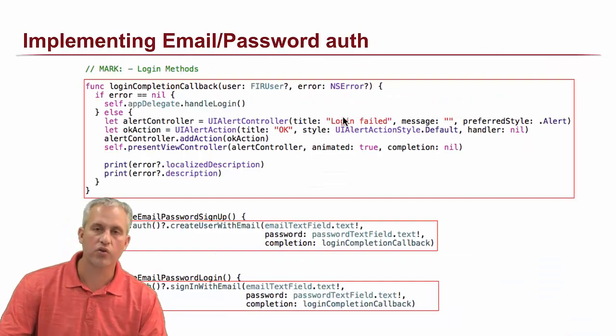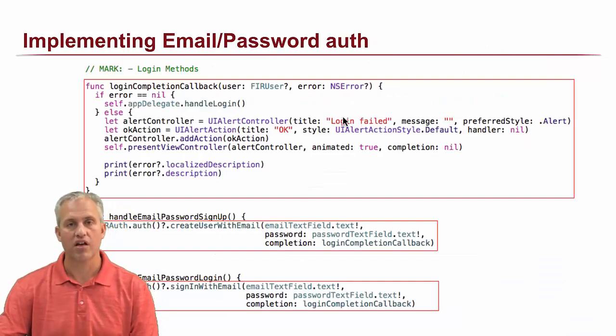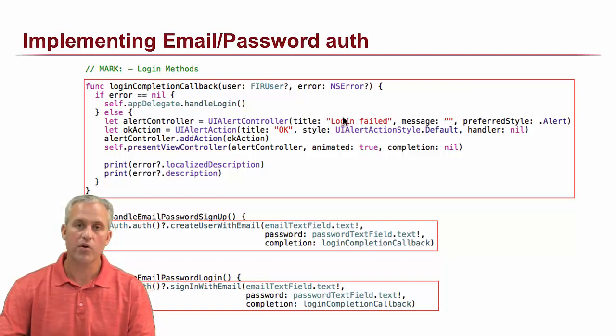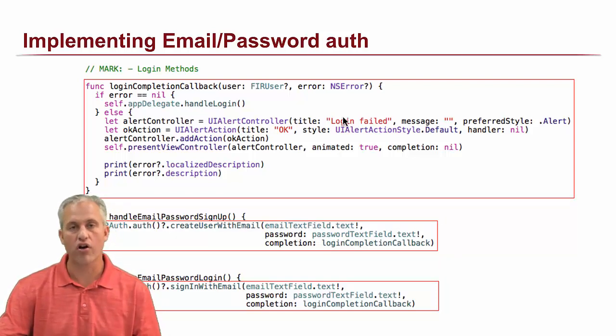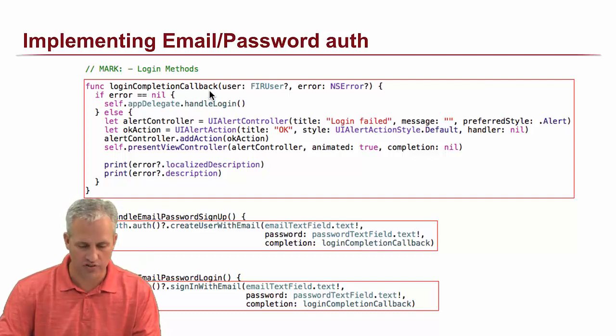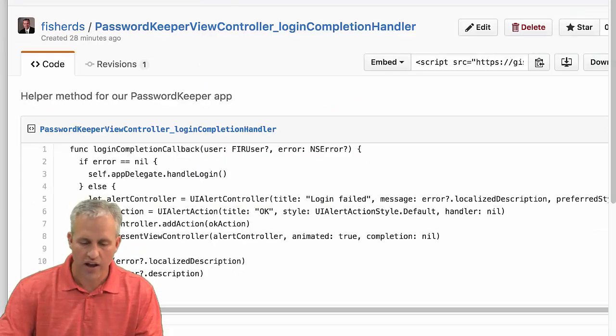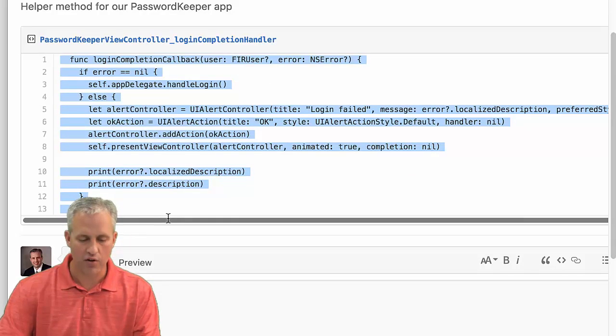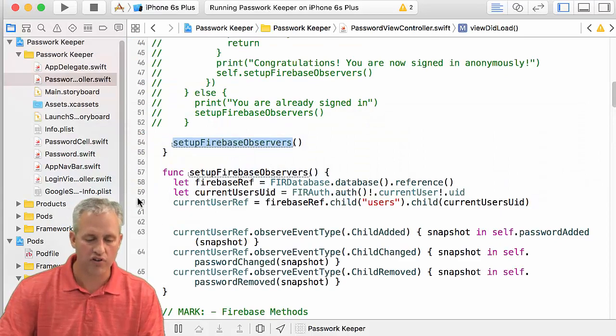The next thing we want to do is actually implement sign in with email password. Sign in with email password is going to happen entirely in the login view controller. And what I'm going to do is give you some code to help you type less, right? So there's this function called login completion callback, and I've got a link to it above, so it just goes to a gist. Let's just go ahead and copy that little helper method in. And then it'll make our lives easier once we start implementing this.